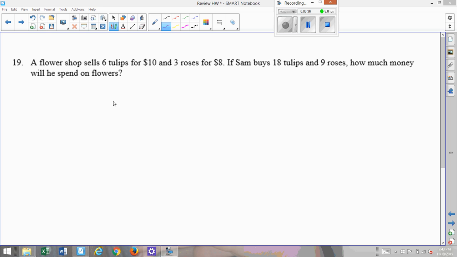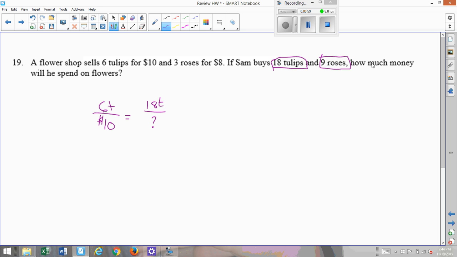Okay, a flower shop sells 6 tulips for $10 and 3 roses for $8. If Sam buys 18 tulips and 9 roses. Okay, so that's what we're gunning for. So we have 6 tulips and they're $10. And we're trying to get to 18 tulips. How much is that part going to cost?